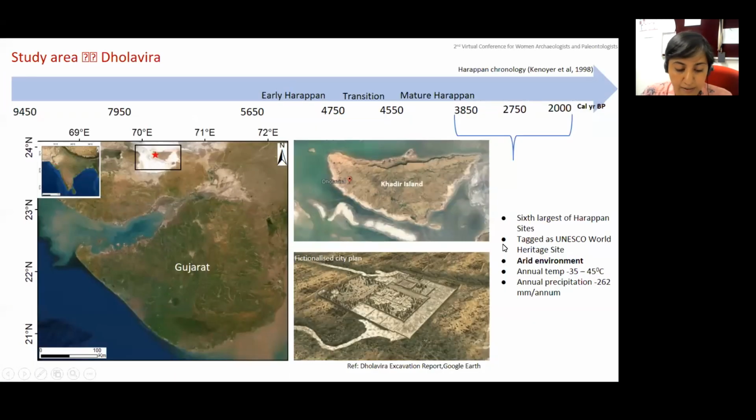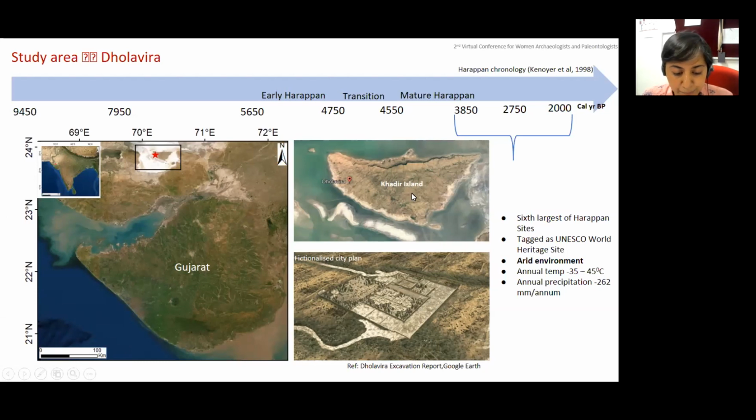Our study area is Dholavira, which is one of the largest Bronze Age sites, or in India, we call it the Harappan civilization or the Indus civilization site. It was recently declared a UNESCO World Heritage Site, and it's present on an island called Khadir Island, which is basically salt pans with a very unique environmental set of conditions.